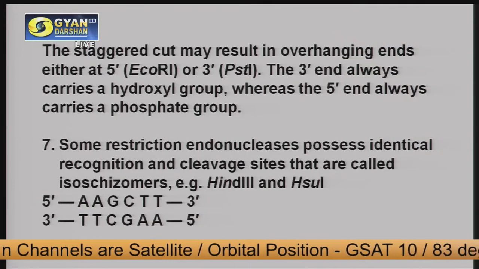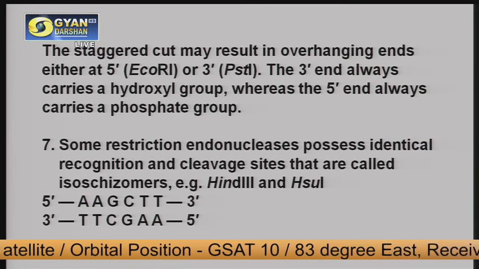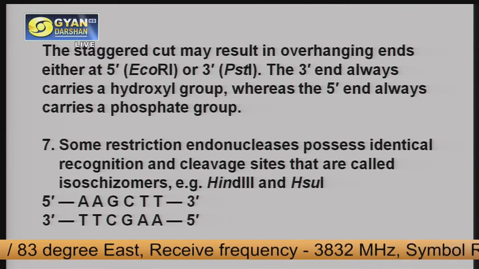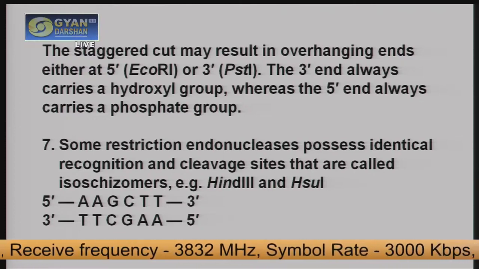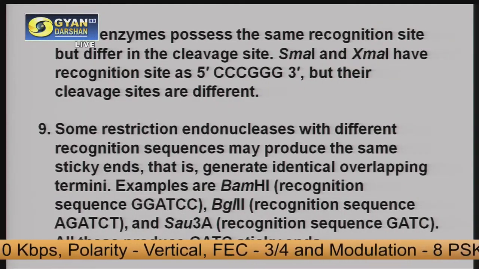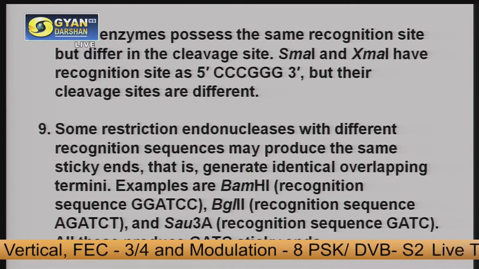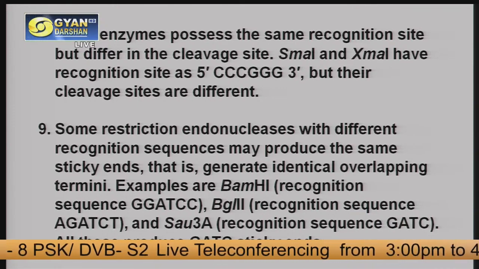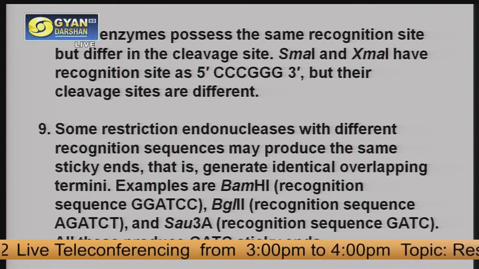Some restriction endonucleases possess identical recognition and cleavage sites, and such enzymes are called isoschizomers, like HindIII and AhsU1. These two enzymes are called isoschizomers because they cut at the same sequence. Some enzymes possess the same recognition site, but they differ in the cleavage site, like SmaI and XmaI. They have the same recognition site, that is CCCGGG, but their cleavage sites are different. Where exactly they will cut is different, although the sequence is similar.